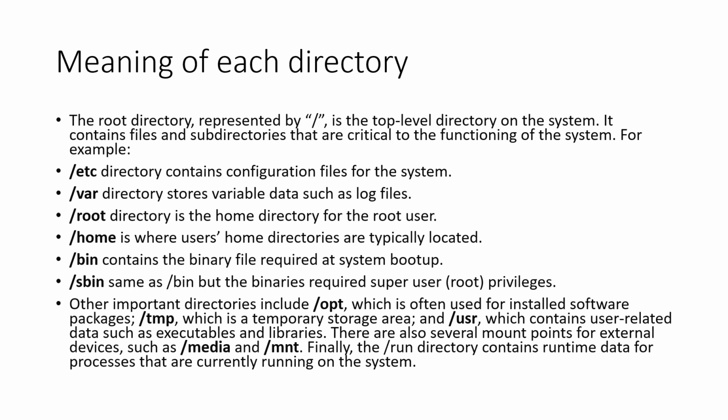Bin contains the binary files required as the system boots. Sbin is the same as slash bin, but the binaries require superuser root privileges. Other important directories include opt, tmp, usr, media, and mnt. Opt is often used for installing software packages. Tmp is a temporary storage area. Usr contains user related data such as executables and libraries. There are also mount points for external devices such as media and mnt. Finally, the slash run directory contains runtime data for processes that are currently running on the system.